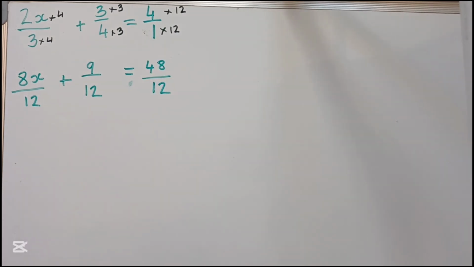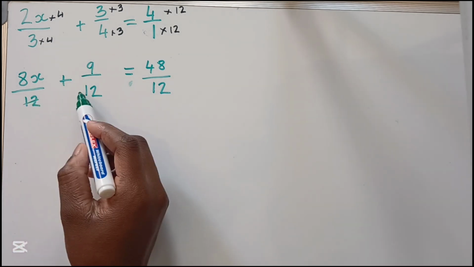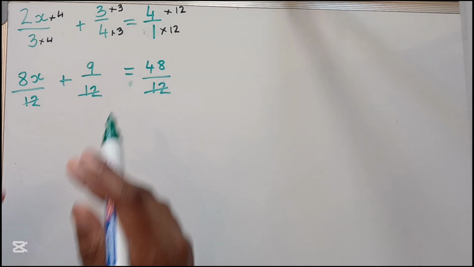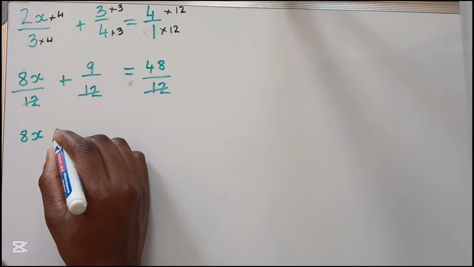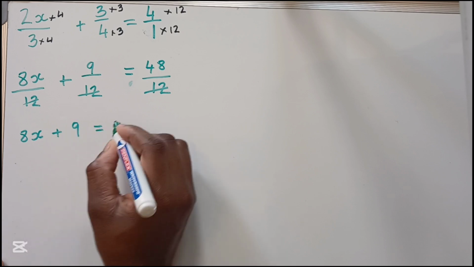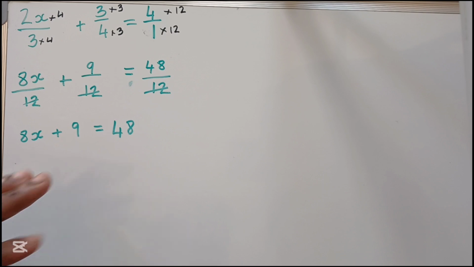And just like a normal fraction, when the denominators are the same, we just cancel them out. Okay? Then everything just comes down as it is. 8x plus 9 equals to 48. Now this we can work with without any complications. Okay, so maybe I'm rushing too much.